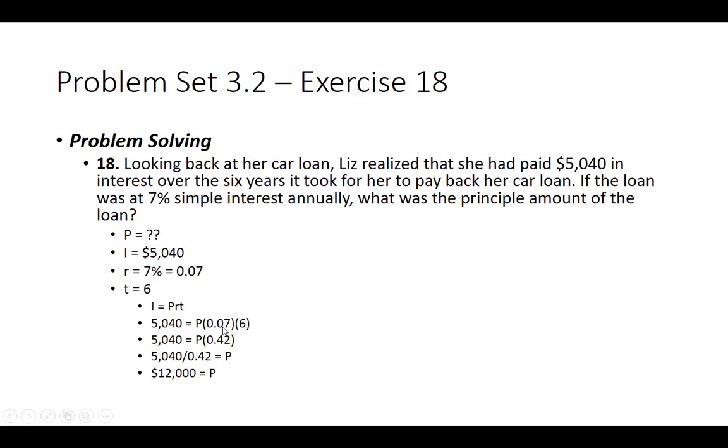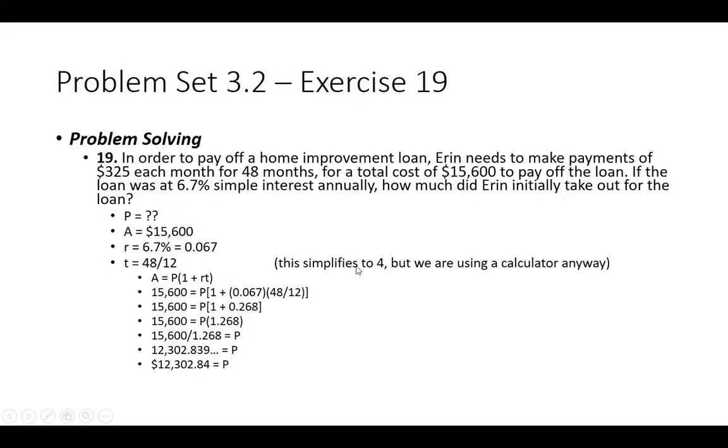Plugging in what we know, that gives us 5,040 equals P times 0.07 times 6. 0.07 times 6 is 0.42. So we can solve this for P by dividing both sides by 0.42. 5,040 divided by 0.42 is 12,000. So the principal amount of the loan was $12,000.